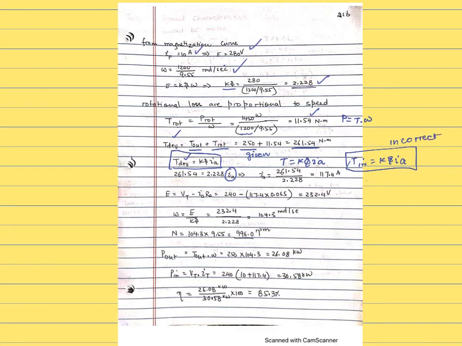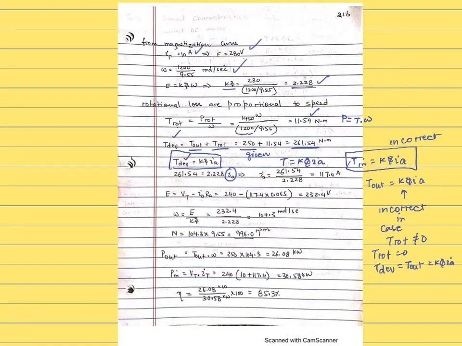Or let's say you're going to say T output equals K phi IA. This will be incorrect in case T rotational is not 0. If T rotational is 0, in that case you can have T developed the same as T output, and now you can have it as K phi IA.